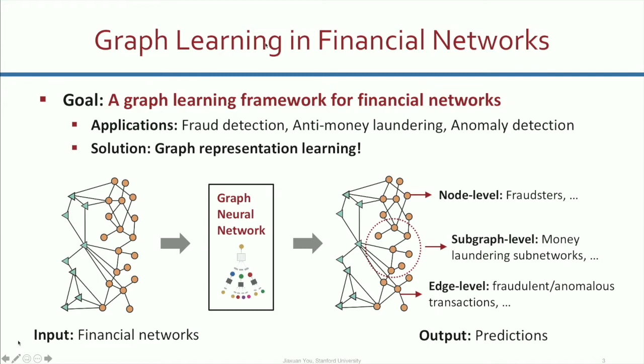Specifically, we could ask a node-level task, for example, which node is a fraudster. We could ask about edge-level tasks that can tell us which transactions are fraudulent or anomalous. Finally, we can do some subgraph-level tasks where we want to detect those money laundering subnetworks.